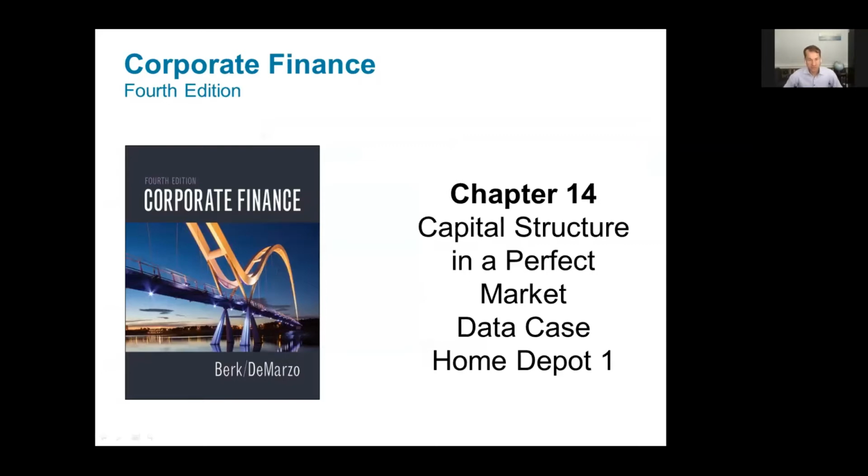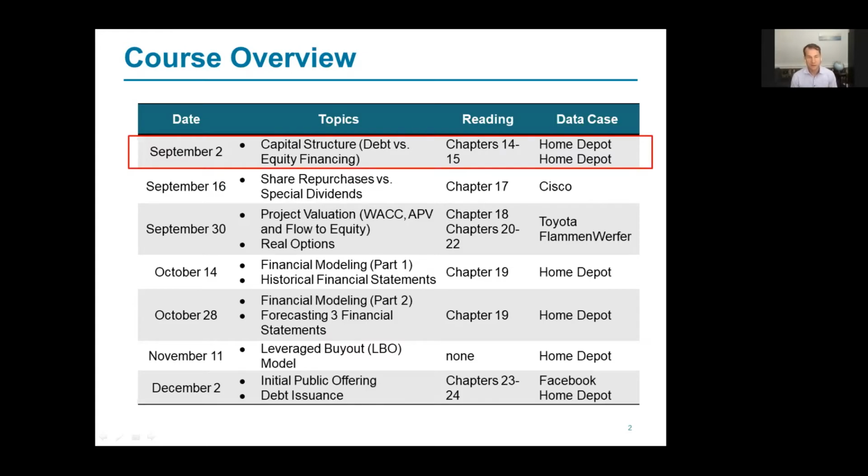So we'll cover two chapters from the Berk DeMarzo book, chapters 14 and 15. They both deal with capital structure, basically the mix of debt and equity in capital structure. Chapter 14 is a little bit simpler. It deals with perfect markets, and it shows that the choice of capital structure doesn't really impact firm value, while chapter 15 is a little bit more advanced and it introduces taxes in this analysis. Again, we are not going to spend as much time going through concepts and covering the material in the chapters. We will be solving the data cases at the end of these chapters. And I repeat the data cases in my slides, but you can find them at the end of the chapters.